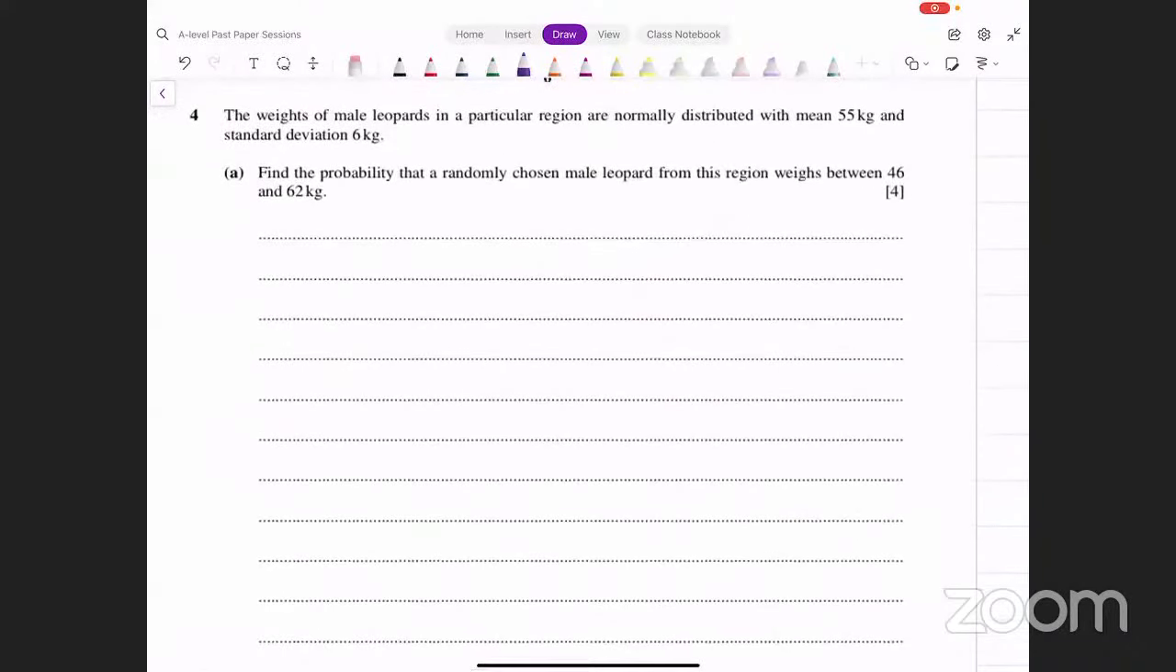The weights of male leopards in a particular region are normally distributed with mean 55 kilograms and standard deviation 6 kilograms. Find the probability that a randomly chosen male leopard from this region weighs between 46 and 62 kilograms. अच्छा, अब इसने बता दिया आपको ये कौन सी distribution है? It's normal distribution. You're given the mean of that distribution. Let's write that down. So we have normal distribution, first of all. Mu of that distribution, the mean of that distribution is 55.